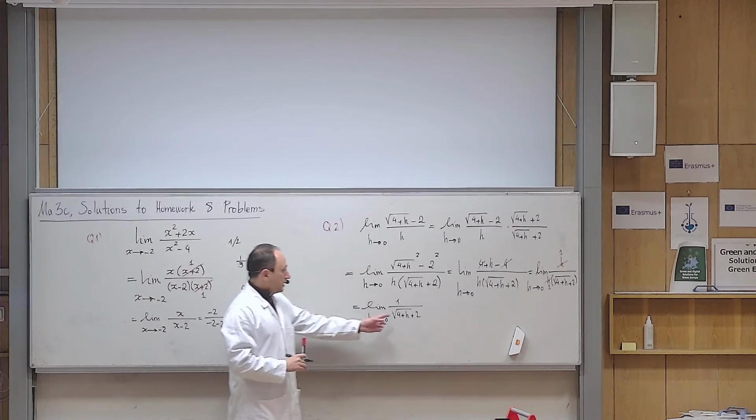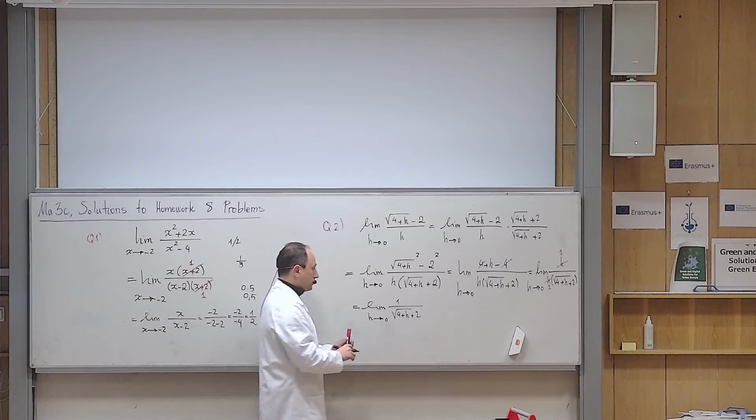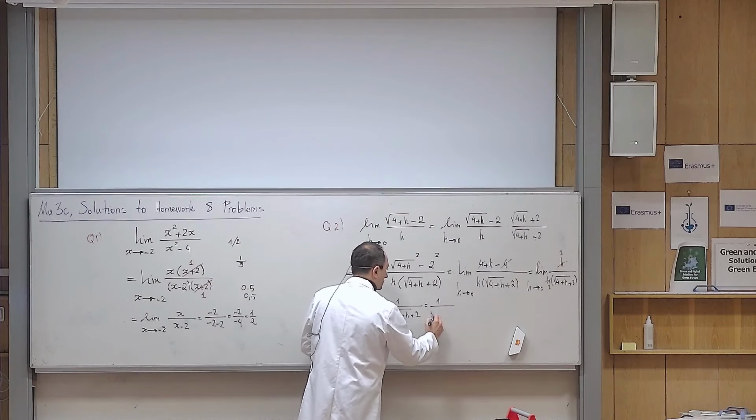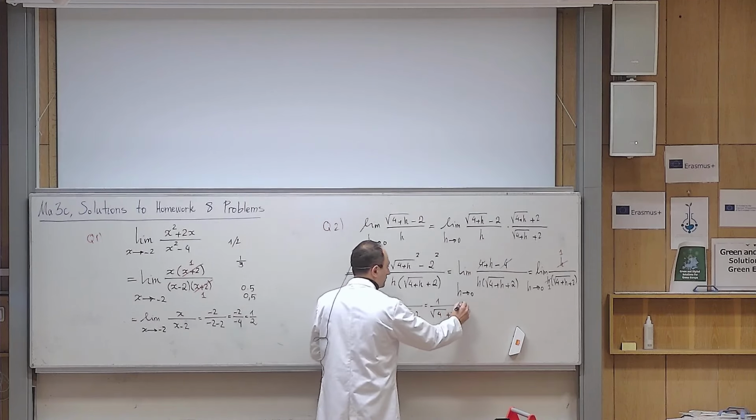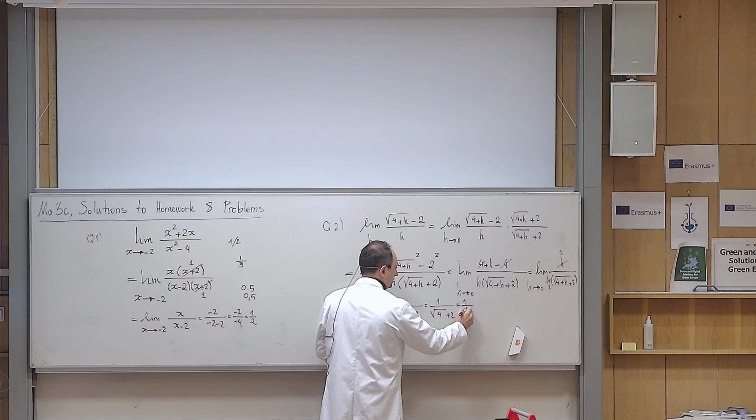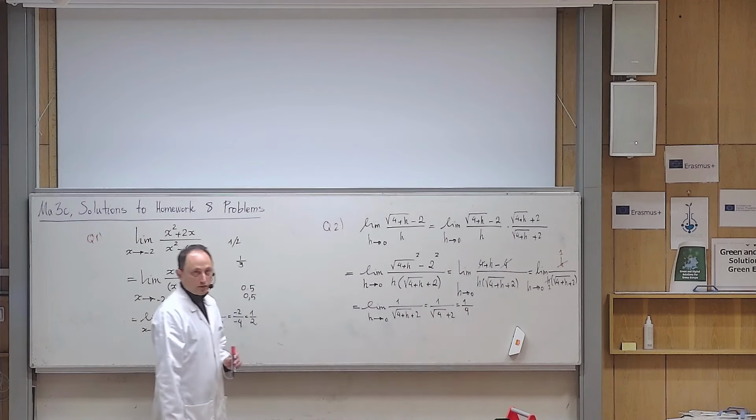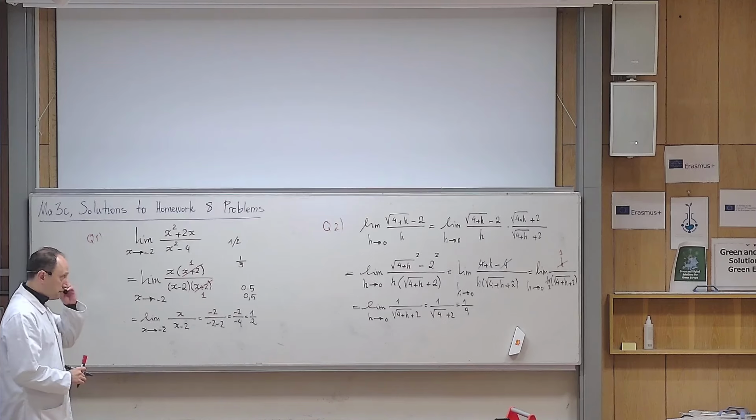And now I replace h with 0. So it becomes 1 over square root of 4 plus 2. But what is the answer? This is just 1 over 2 plus 2, which is 1 over 4. So that's the correct answer to the problem.